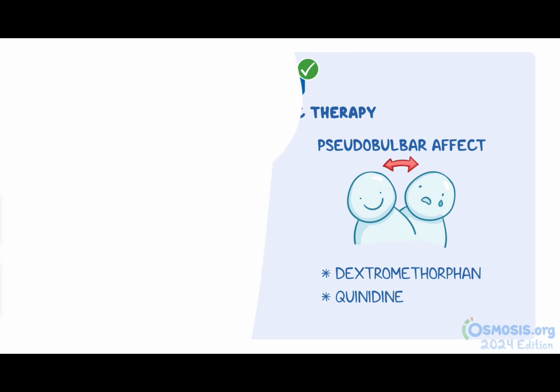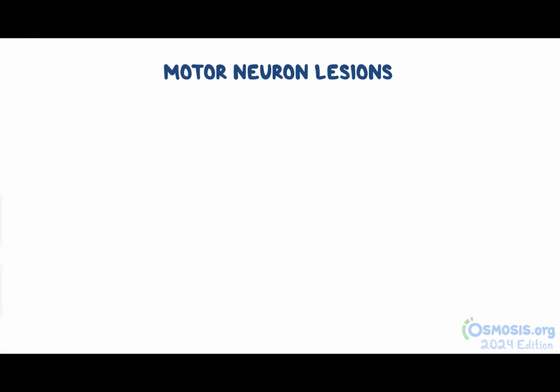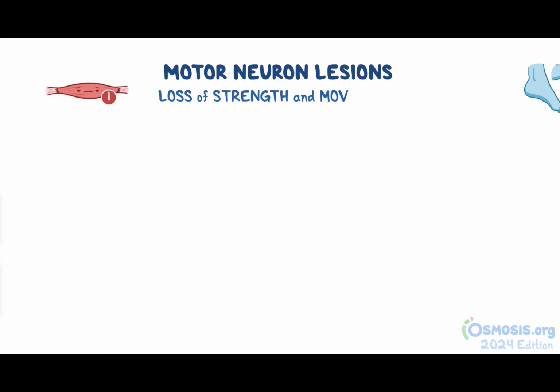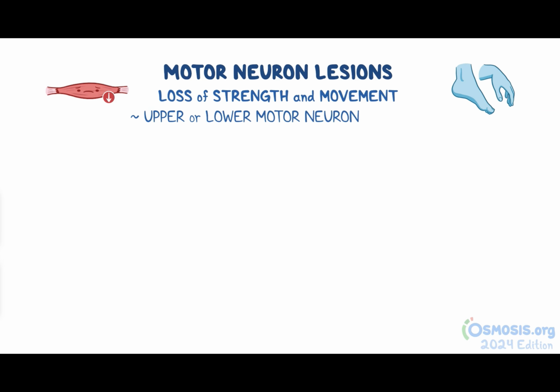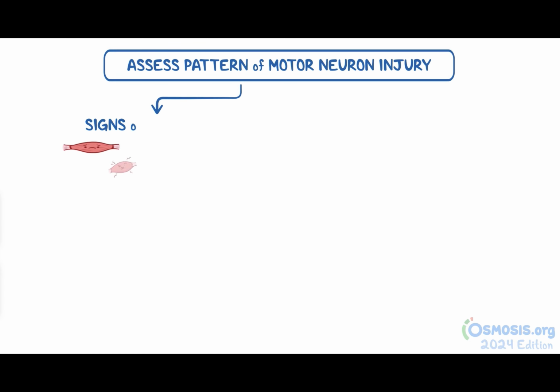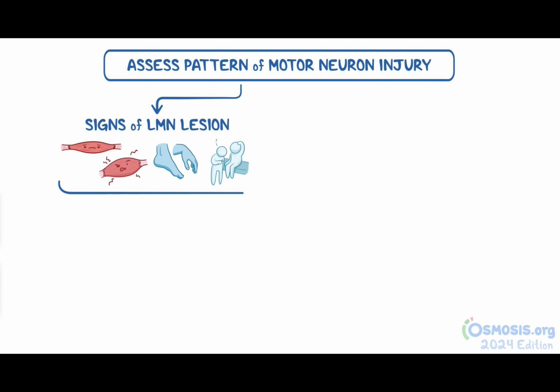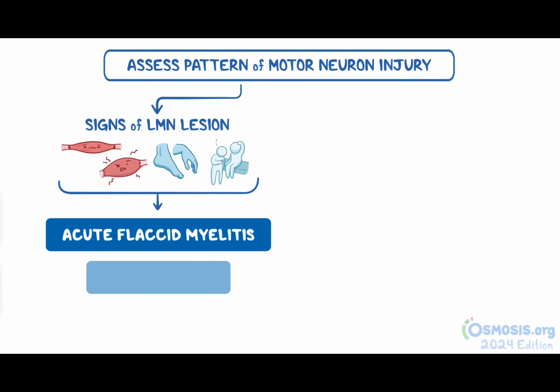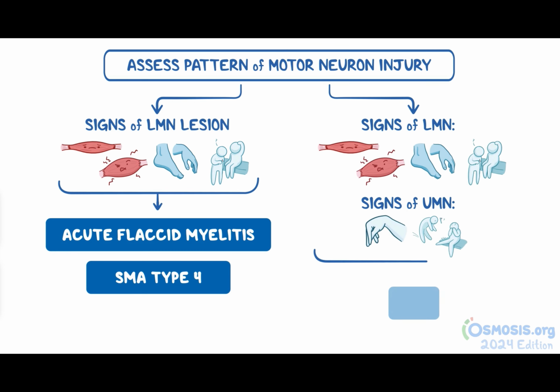All right, as a quick recap, motor neuron lesions are conditions associated with loss of strength and movement due to upper or lower motor neuron injuries. The hallmark of motor neuron disease is muscle weakness without sensory involvement. Now, once you suspect a motor neuron disease, first assess the pattern of motor neuron injury. If your patient presents with signs of an isolated lower motor neuron lesion, consider conditions like acute flaccid myelitis and SMA type 4. On the flip side, if the patient presents with signs of both lower and upper motor neuron lesions, think of ALS.